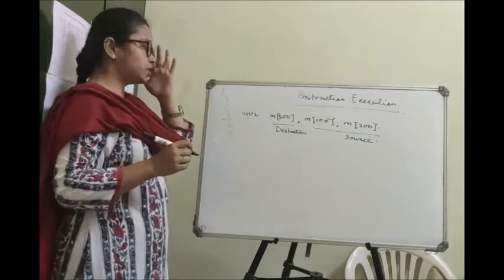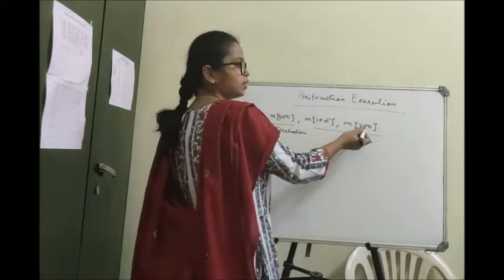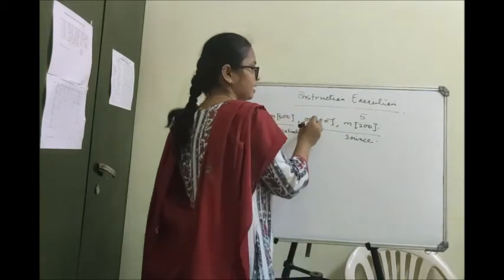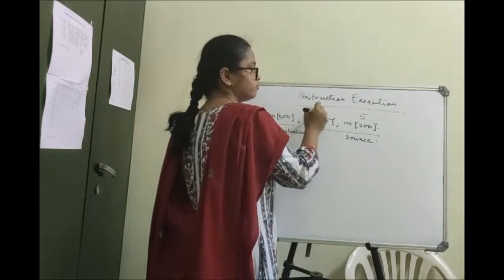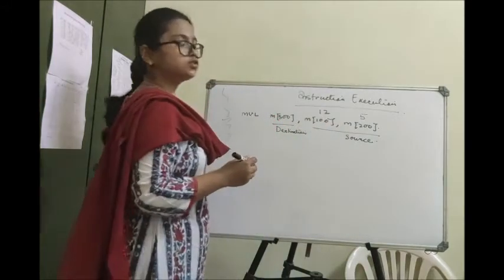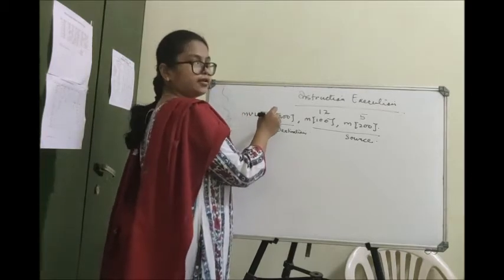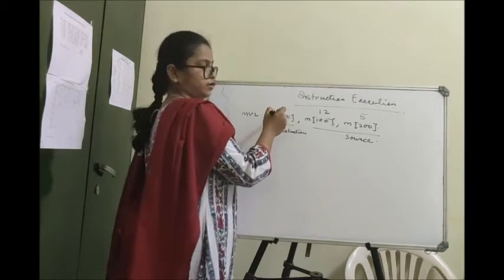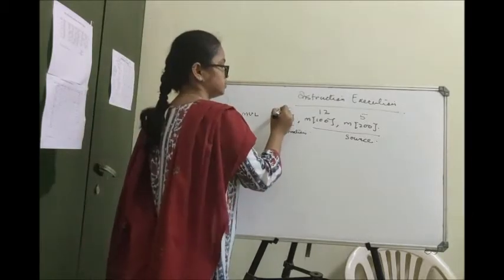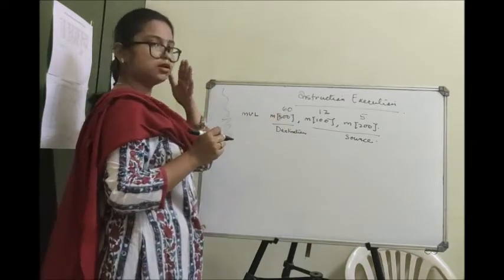Suppose in memory location 200 we have the value 5, and at memory location 100 we have the value 12. The result of this multiplication will be stored where? At memory location 500. So what is the result of this multiplication? 60, isn't it? So 60 will be stored back in memory location 500.